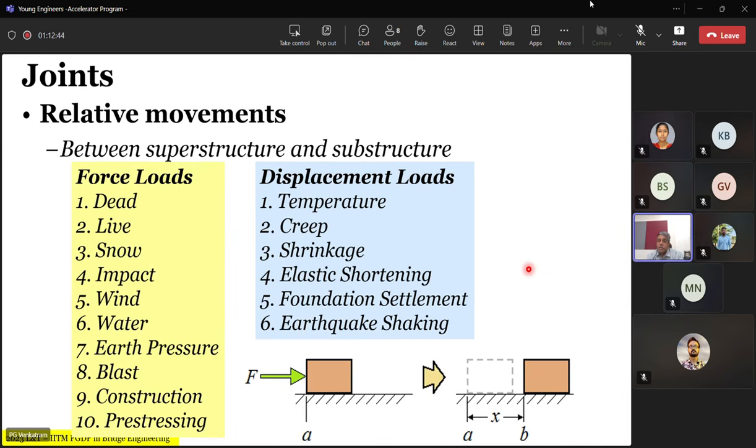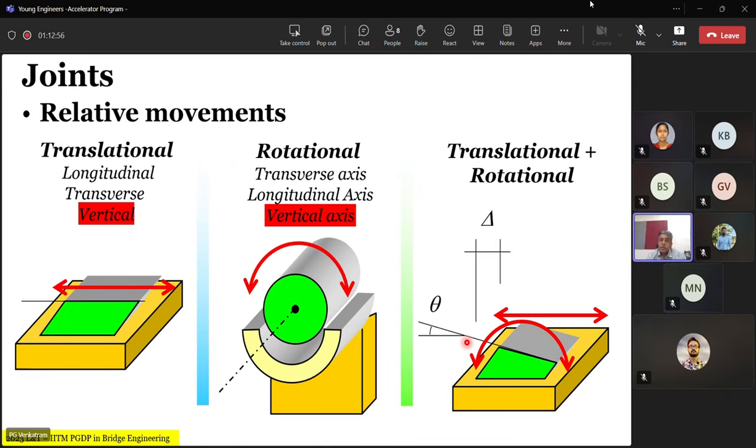We looked at the joints, and they have relative movement due to all the force loads as well as displacement. That is the function of the joints, to accommodate all of them. The joints have relative movements in the longitudinal, transverse, and vertical direction. These are the possibilities. You also have rotation about the transverse axis, the longitudinal axis, and the vertical axis, possibly not much. And then you have rotation plus translation, possible depending upon the articulation, bearing, geometry, etc.